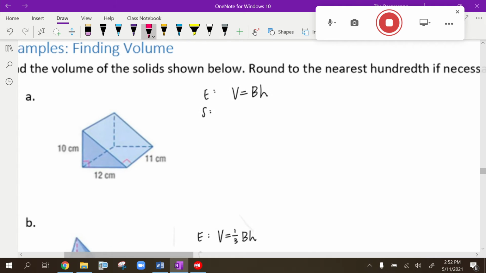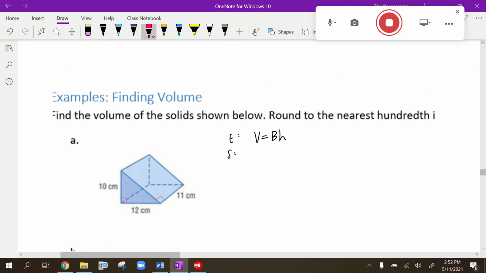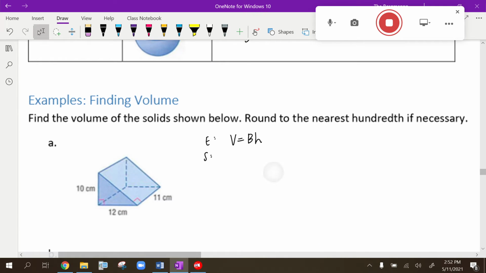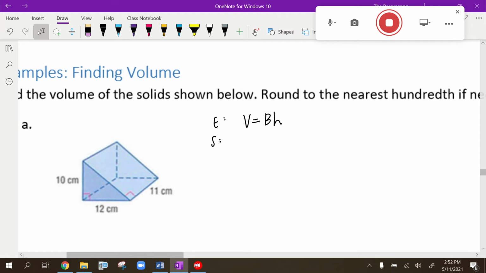Let's do a bunch of examples together. We'll start on this one. These examples tell us to find the volume of the solid shown and round to the nearest hundredth if necessary. We will start with this. I know that the formula for this prism, it's a prism, is area of base times height. First, let's pick out the base. The base are these triangles because they are parallel to one another.